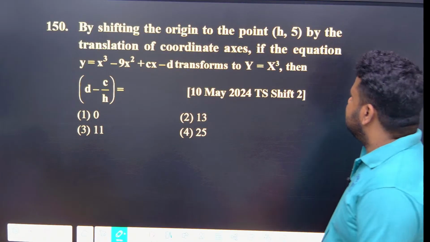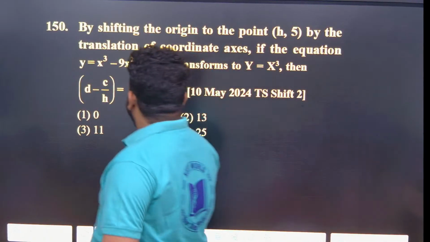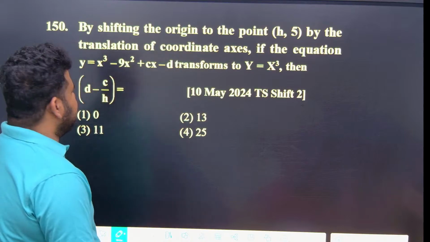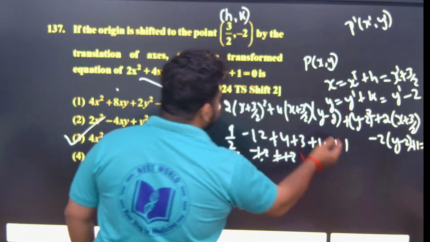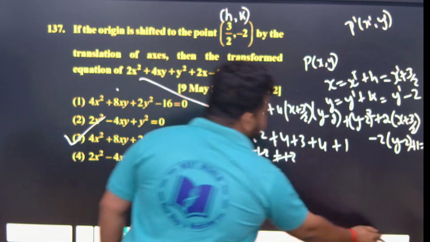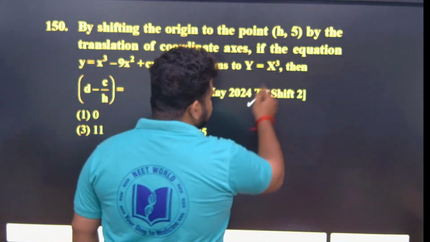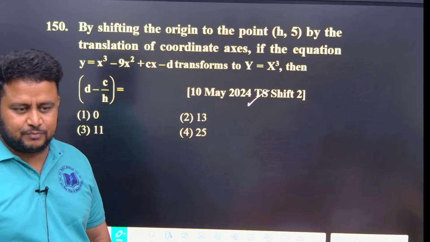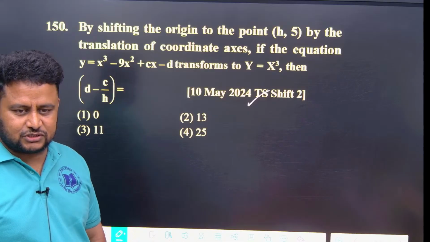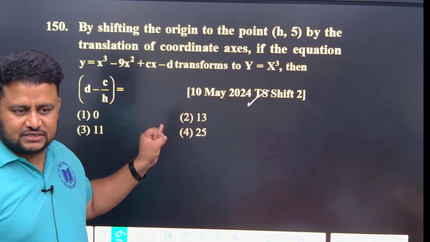Now look at this. By shifting the origin to the point (h, phi) by the translation of coordinate axes, this is what? 2024, see here, TS, they have asked. Again, the next day they have asked, 2024 TS. That means translation and rotation of axes is important. Locus is important. Out of 6 questions, 2 questions are coming from here. Locus and what?